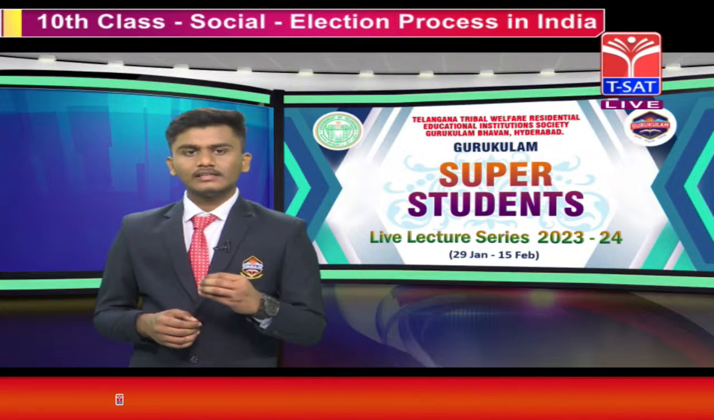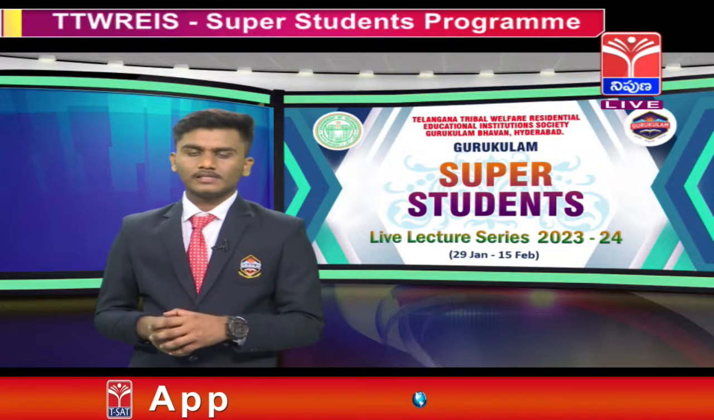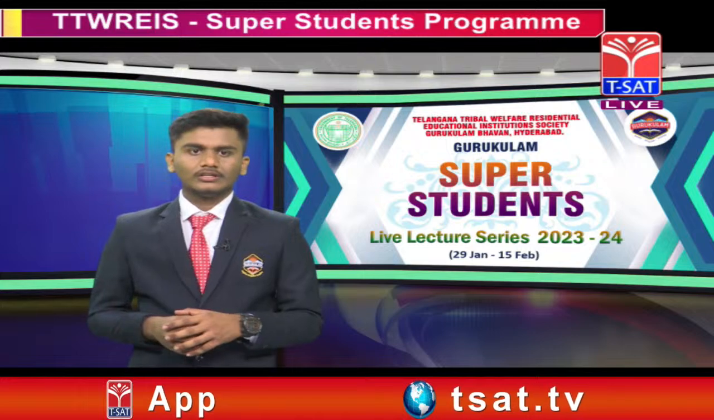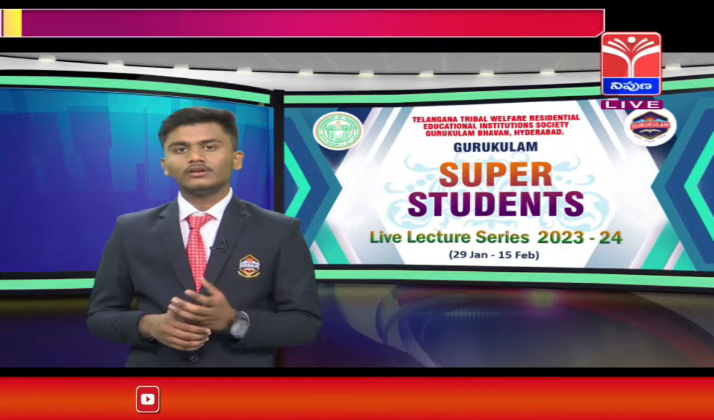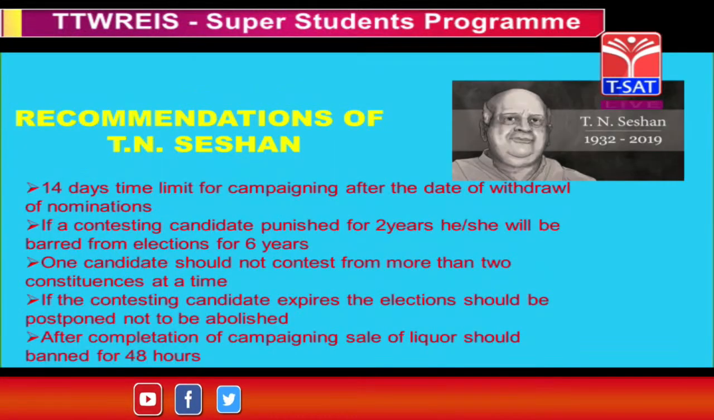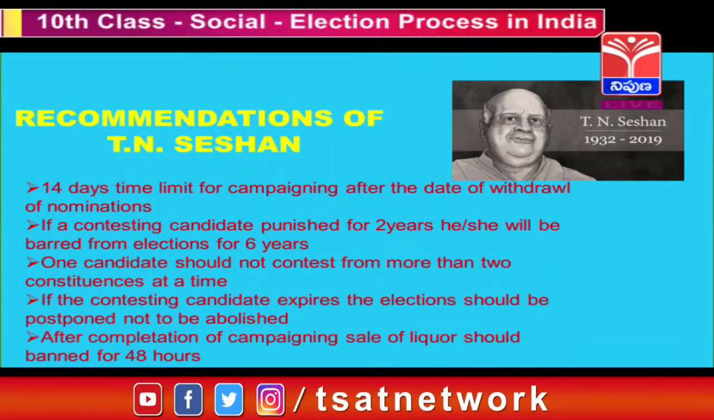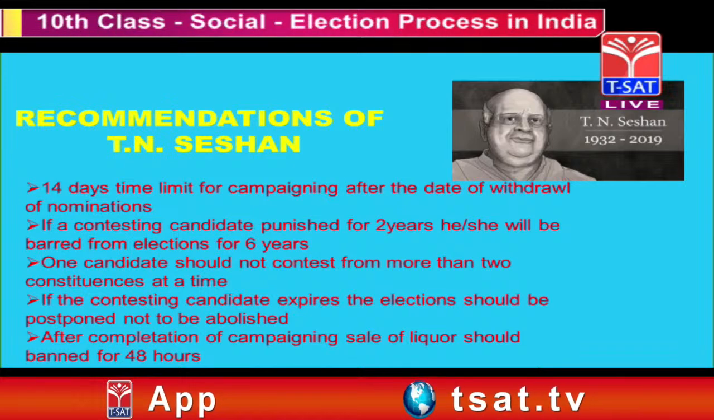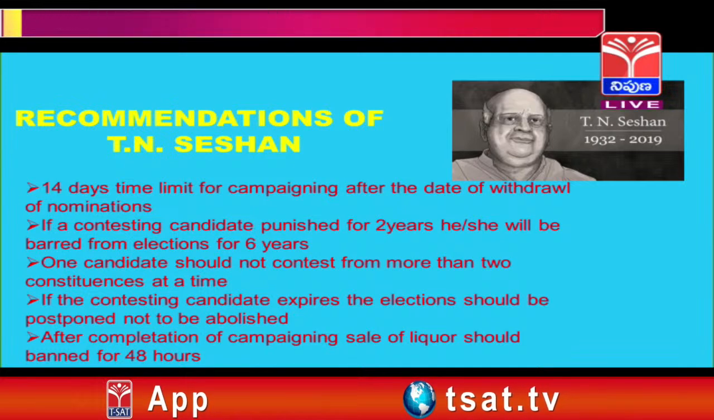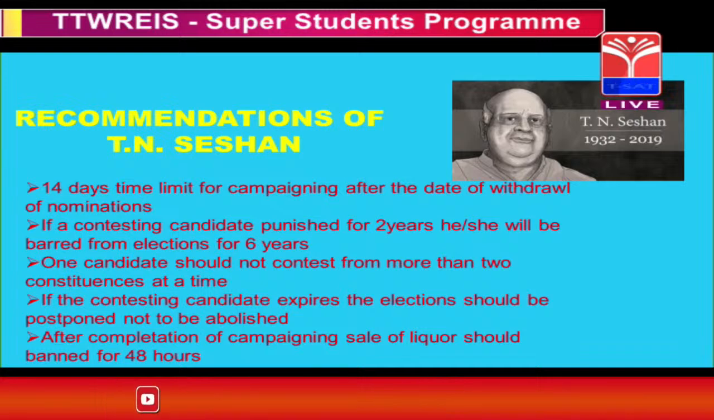Now let us discuss a famous person called T.N. Seshan, and let us see some recommendations. T.N. Seshan was our 10th Chief Election Commissioner, who made tremendous changes in election procedure. Let us discuss some recommendations of T.N. Seshan. A 14 days time limit for campaigning after the withdrawal of nominations.